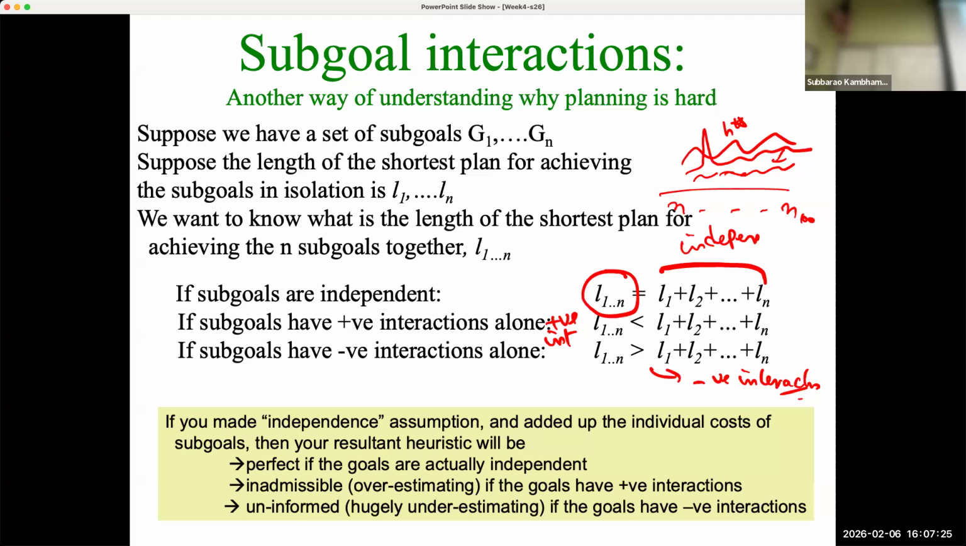That's the length. In the case of search, the length of the branch is what you're essentially estimating, in terms of A star search, etc., right? And so one of the questions is, how is L1 dot n related to L1 to Ln? In the case of independent subgoals, L1 dot n is exactly equal to L1 plus L2 plus etc. Ln.